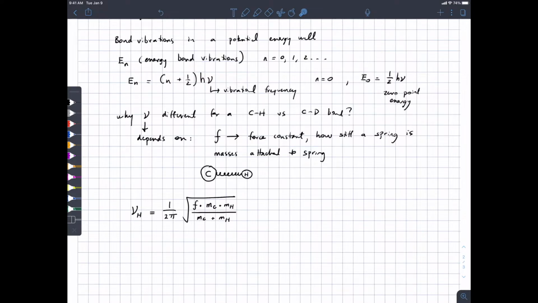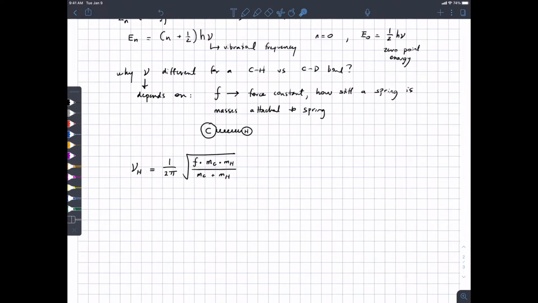Okay? So now let's do the same thing for deuterium.